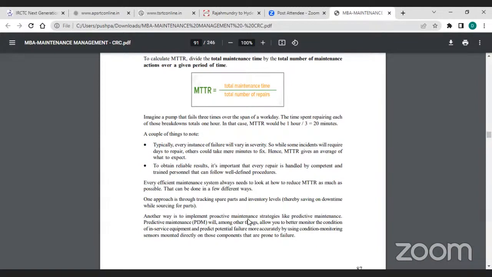Every efficient maintenance system always needs to look at how to reduce MTTR as much as possible. This can be done in different ways.